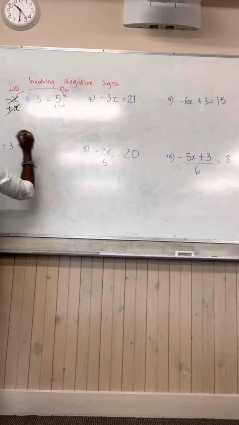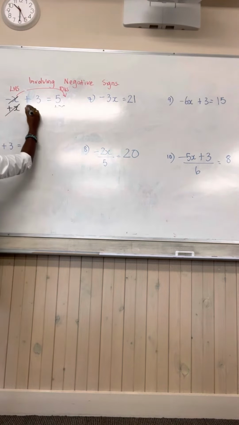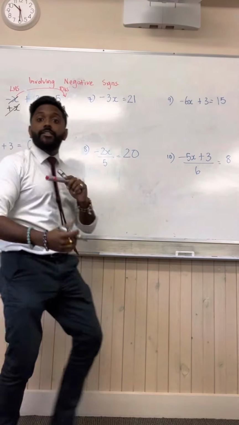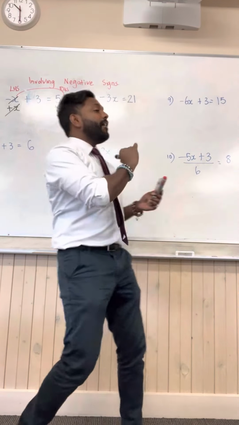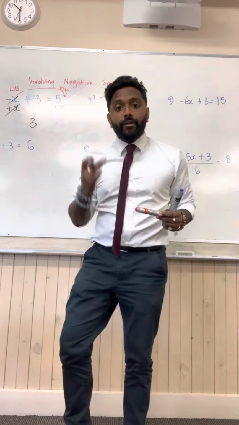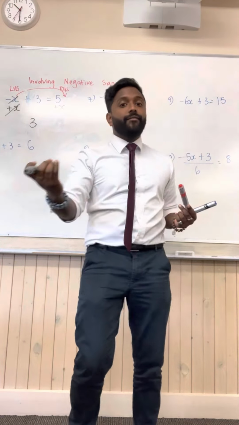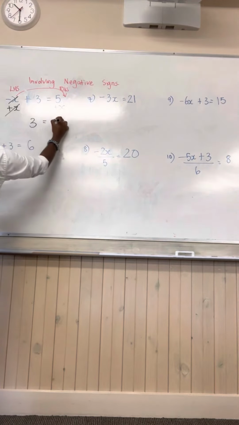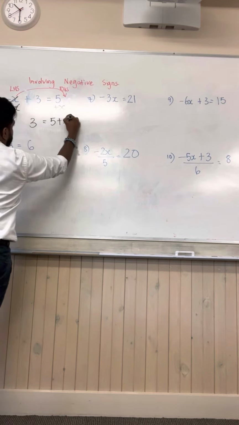So these cancel out. Now you're left with plus 3. You don't actually need to write plus 3. You can just write the number 3, because we already know that the plus 3 is a positive 3. That's equal to 5 plus x.